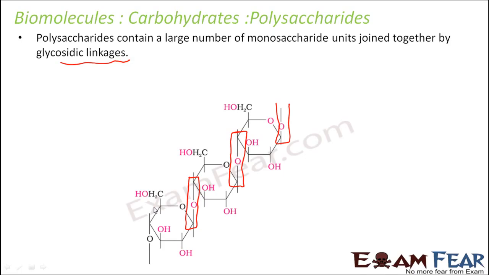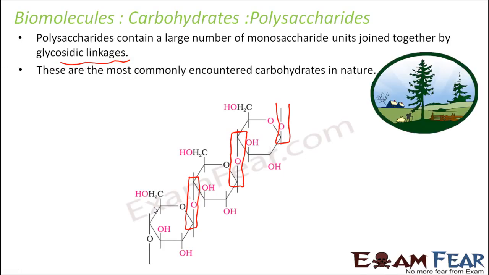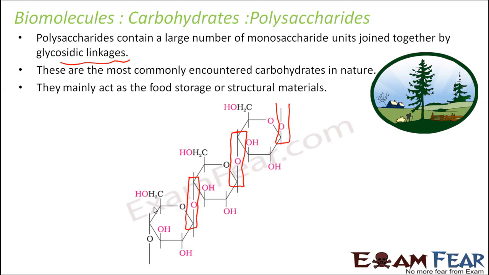So that is polysaccharides. These are the most commonly encountered carbohydrates in nature in complex forms, because the examples are starch, glycogen, cellulose. These are very commonly present everywhere, because starch and cellulose are abundantly found in plants, and you know how many plants there are. There are plants everywhere. So these polysaccharides are very abundant in nature. They mainly act as food storage or structural materials.